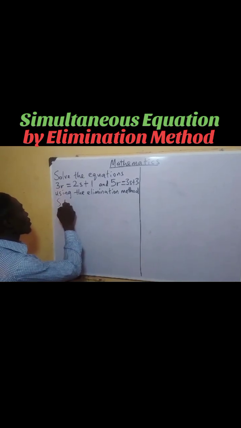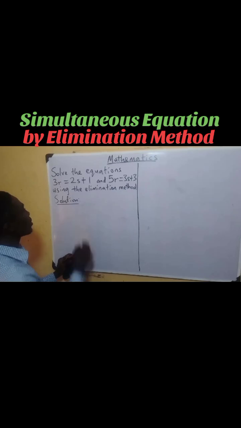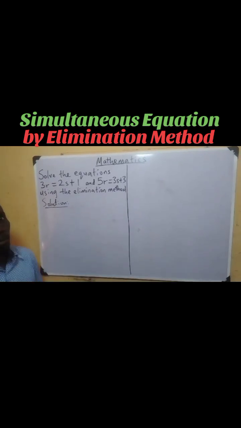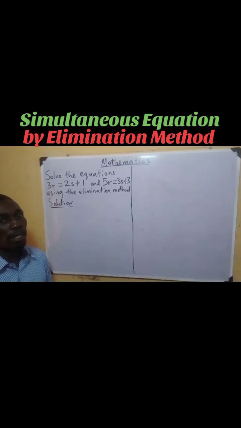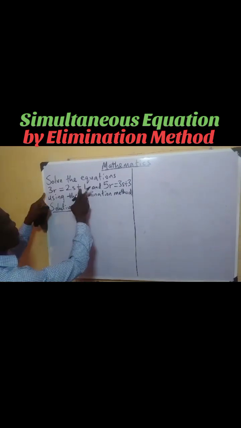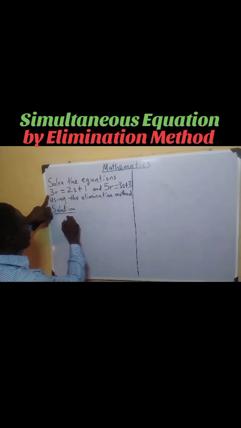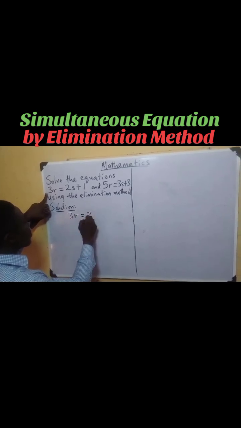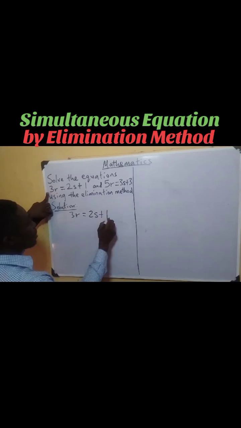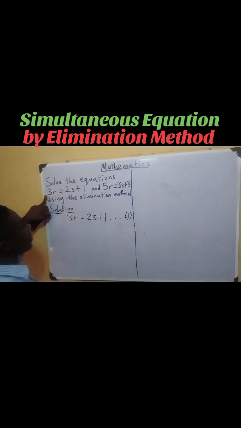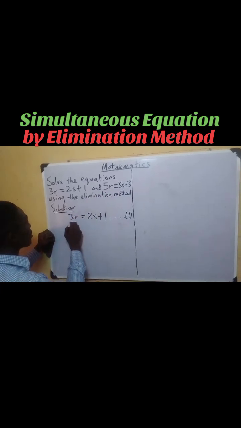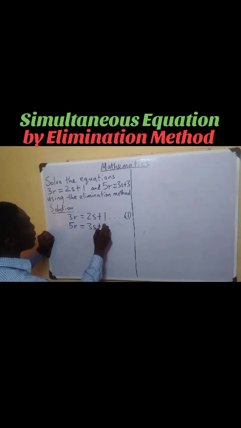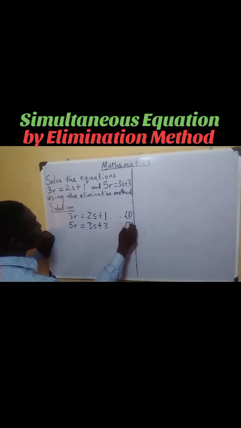First of all, you say solution. You have two equations here, the first one and the second one, and you have to solve them simultaneously. It means that you have to solve both of them at the same time. So we bring the first equation, which is 3r equals 2s plus 1. We call it equation 1. Then you bring down the second equation, which is 5r equals 3s plus 3. We call it equation 2.